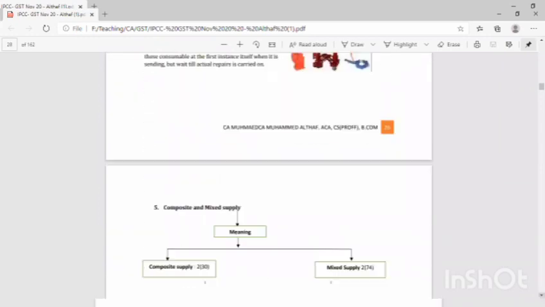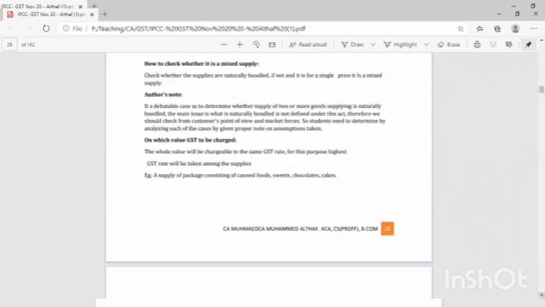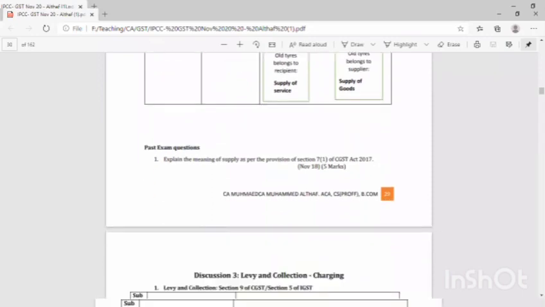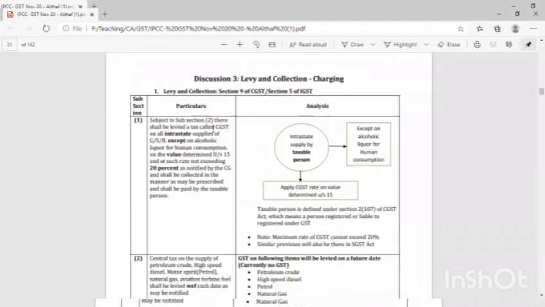Anyway, next is the amendment, let's see, composite and mixed supply. There is no amendment, so happy. So in supply, only one or two amendments. Those are very easy amendments, right? Now the next chapter is levy and collection, charging. So let's see if any amendment is there.